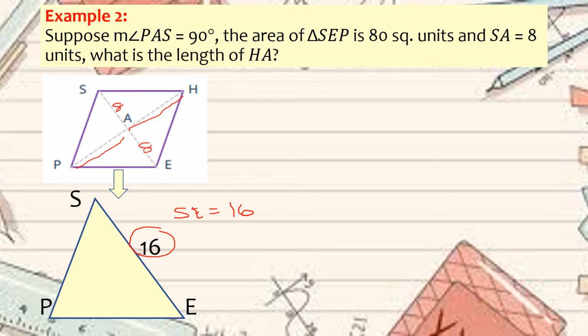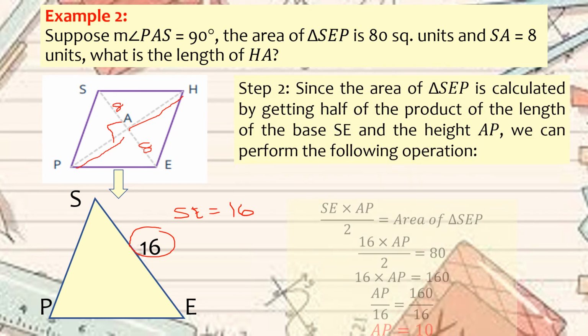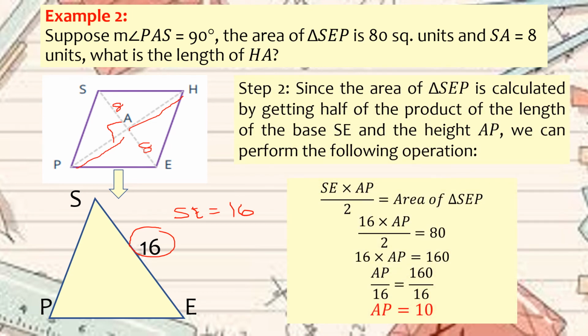So, kapag alam natin si AP na meron tayo magagamit dahil nga siya ay triangle, makukuha natin ang value ni AH. So, we will use the formula base times height over 2. So, we have SE times AP over 2 for the area of triangle SEP. So, we have 16 times AP over 2 is equal to 80. So, solving for this one, ito ay i-multiply natin dito para mawala ang denominator natin.